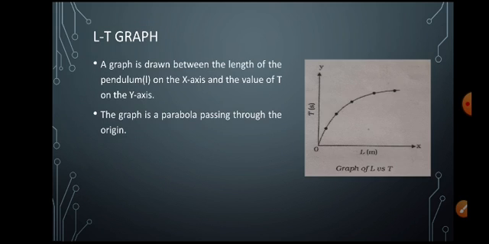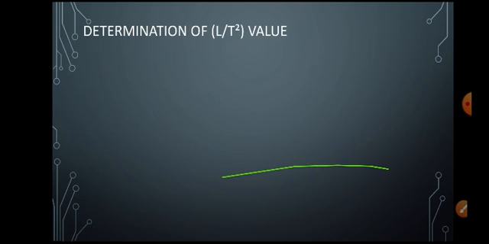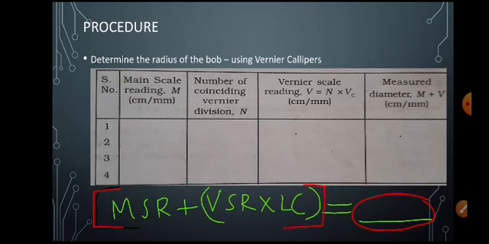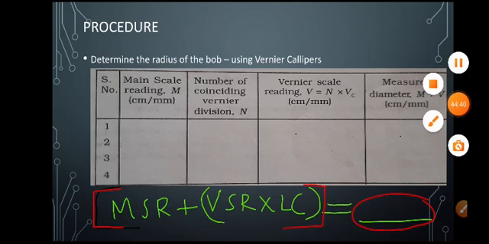Here, while noting readings for the Vernier calipers, don't get confused between the main scale reading and the Vernier reading. You have to take the main scale reading, then note down the Vernier coincidence. Vernier coincidence into least count gives the Vernier scale reading. Add all these, and you will get the diameter.